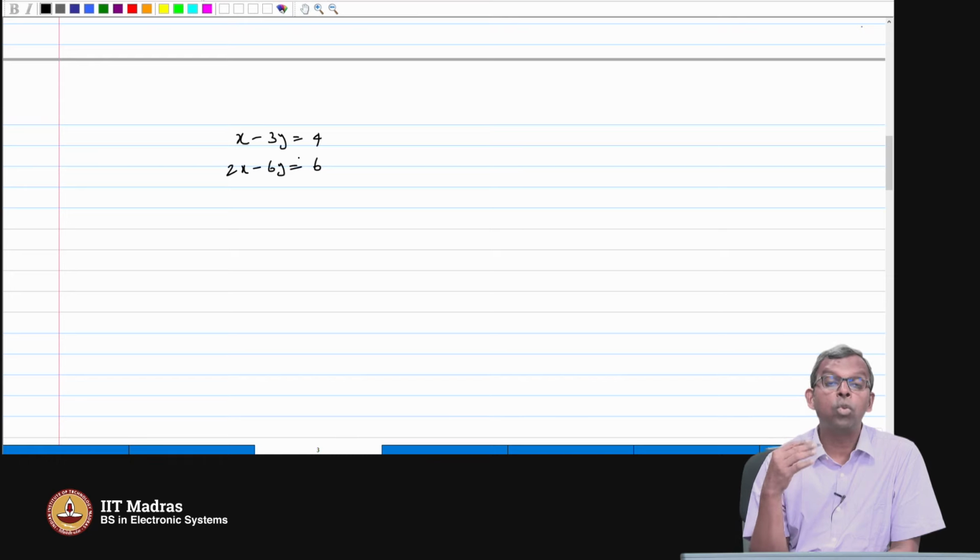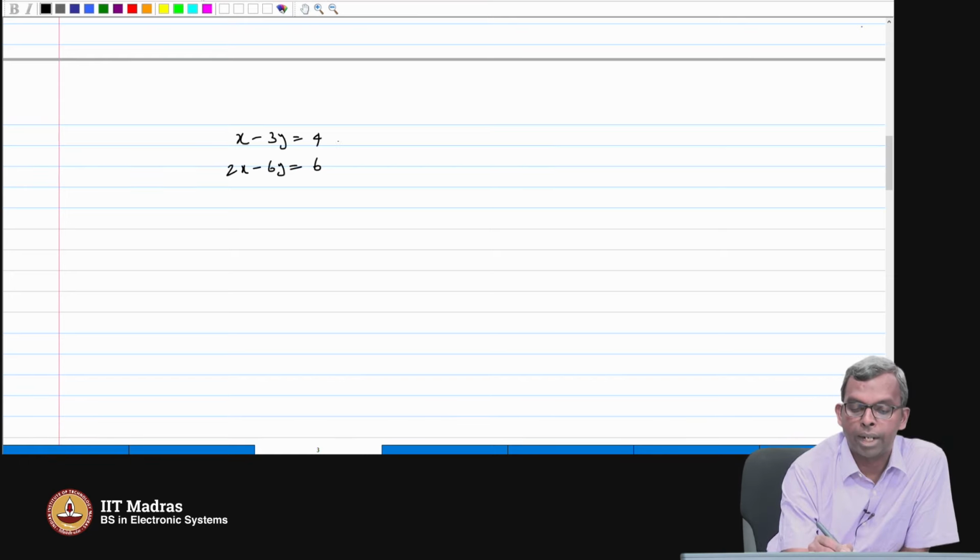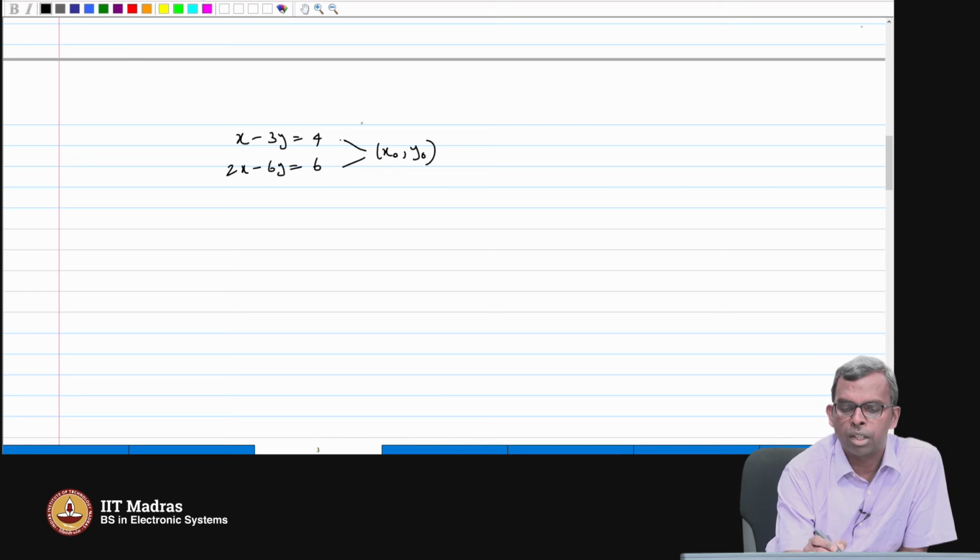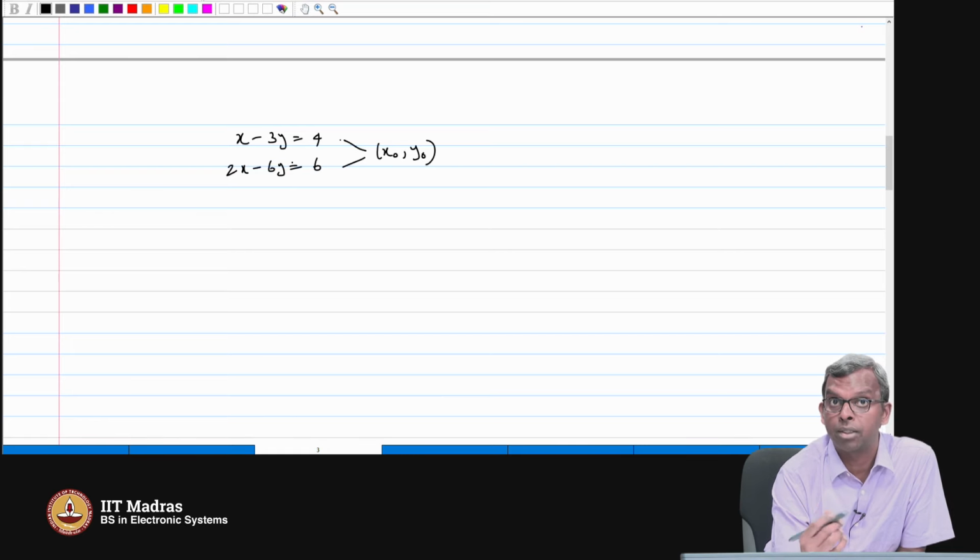Let's say we assume that these 2 lines intersect at x naught, y naught, and then try to find x naught, y naught, right? So this is our assumption. So notice the logic here. When you make an assumption, this assumption can be wrong. Maybe these 2 lines don't intersect, right? So they could be parallel, we know that. But right now we are always assuming they intersect at x naught, y naught.